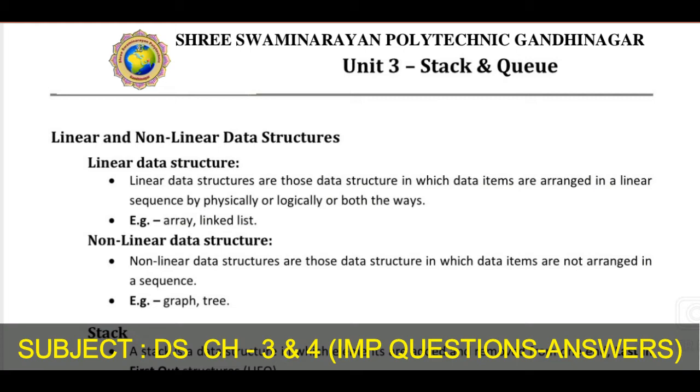Then the second one is non-linear data structure. So non-linear data structures are those data structures in which data items are not arranged in a sequence. It means that whenever any data is stored in memory, the way of storing is not proper. It means that data is stored in memory randomly. So we can say whenever any data is stored in memory not in a proper way, that's known as a non-linear data structure. So examples of non-linear data structure are graph as well as tree.